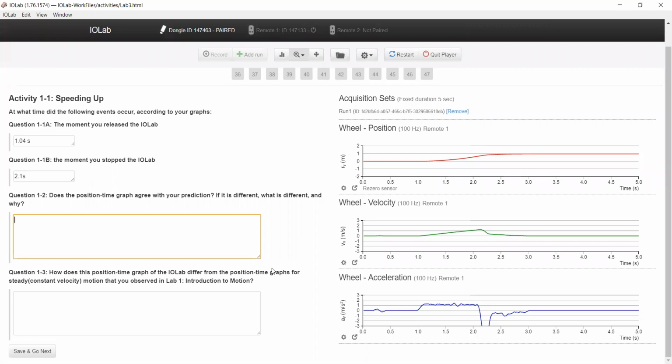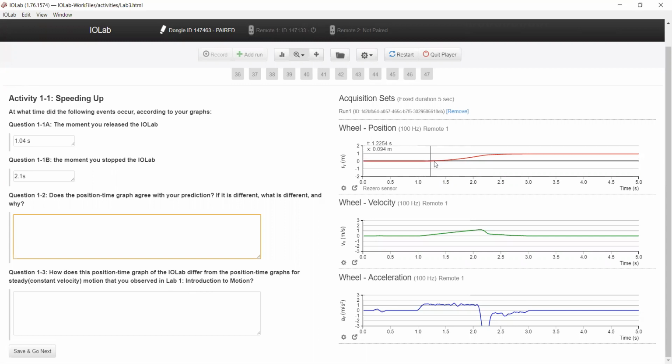Okay, so it is asking you to compare the position time graph with lab one, introduction to motion. When we did that, the speed was constant. We were moving with a steady speed. But this time we're speeding up, so you might not be clear. You might think of it as the same, but you can see it is not. It is kind of more curved.